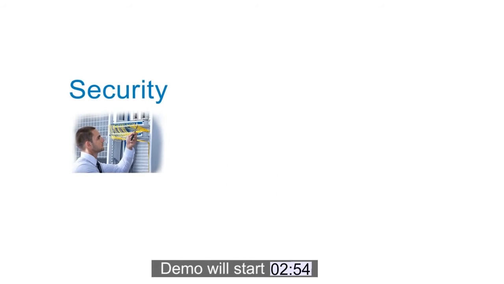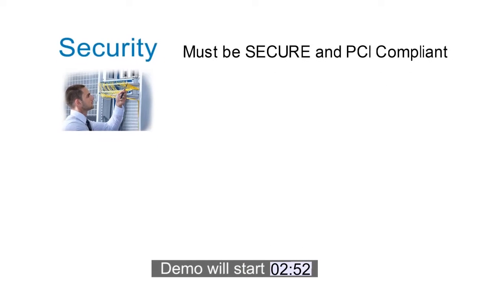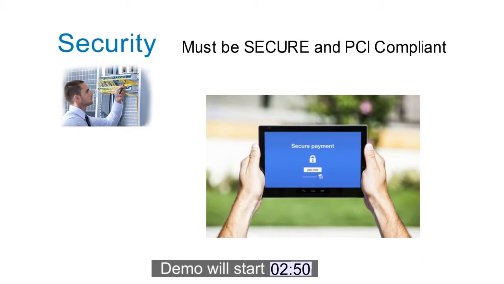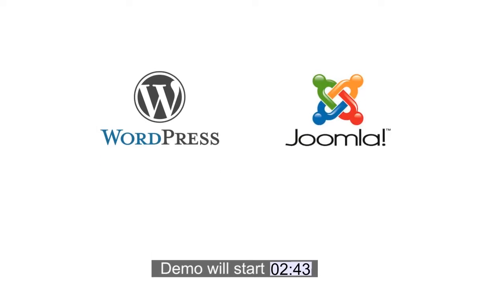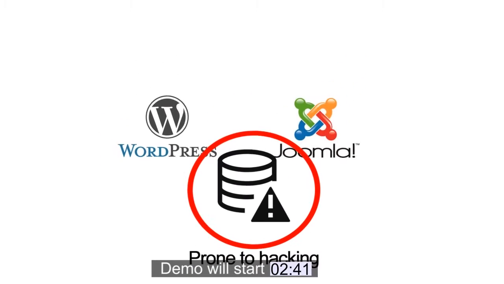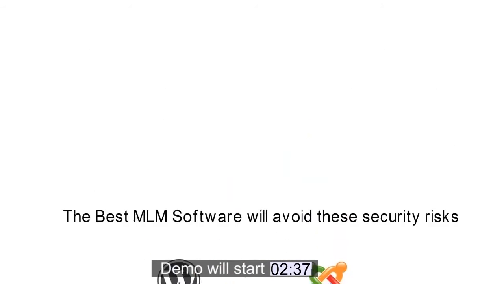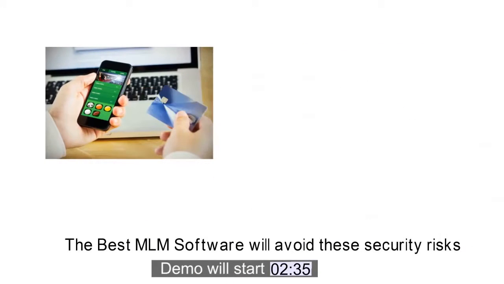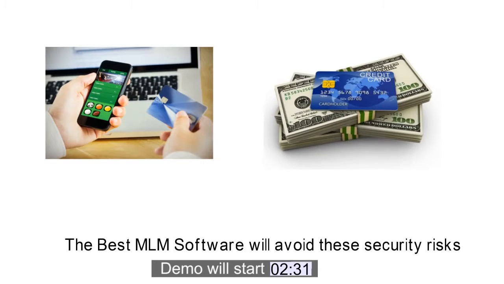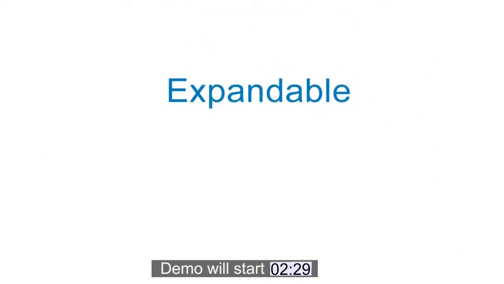Security. The best MLM software must be secure and PCI compliant to keep your data safe and allow you to store credit cards. Free content management systems like WordPress and Joomla are easy to use but highly insecure and prone to hacking. The best MLM software will avoid these security risks. Having your credit cards stored allows you to rotate between gateways, limiting your risk of a credit card processor putting you on hold or shutting you down for chargebacks or fraud.